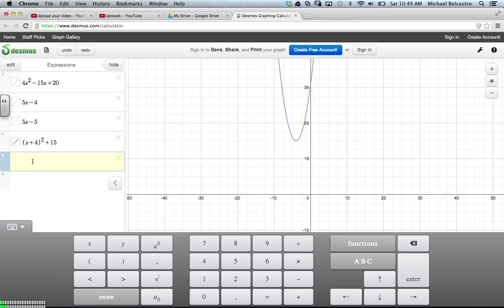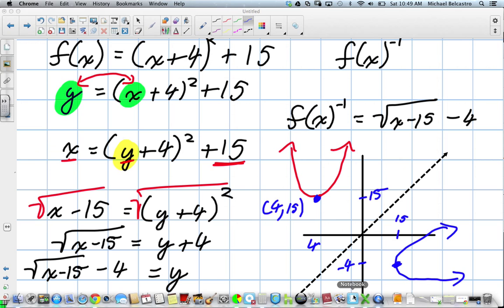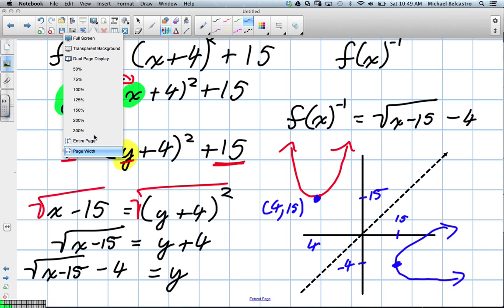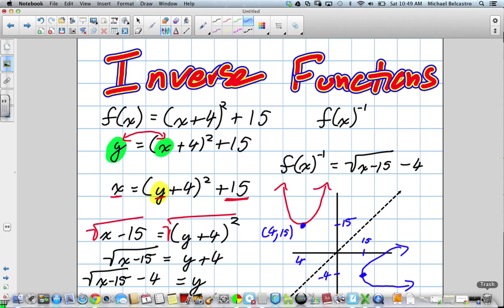And then our next function ended up being the square root of x minus 15 plus 4. And because they've written it like this, it's to be a function. If we had written the other part, then we wouldn't have a function. So they've only used that part of the equation there. Okay, so let's just take a look at the entire thing here. And that's essentially it.